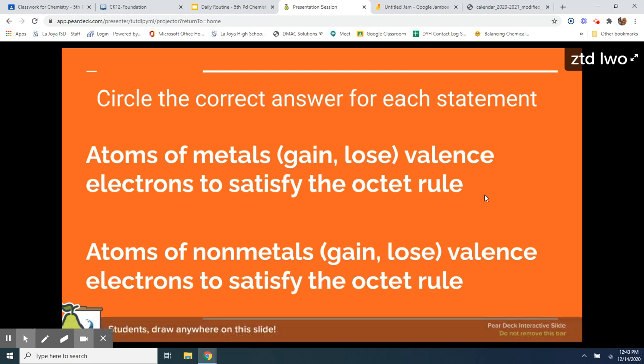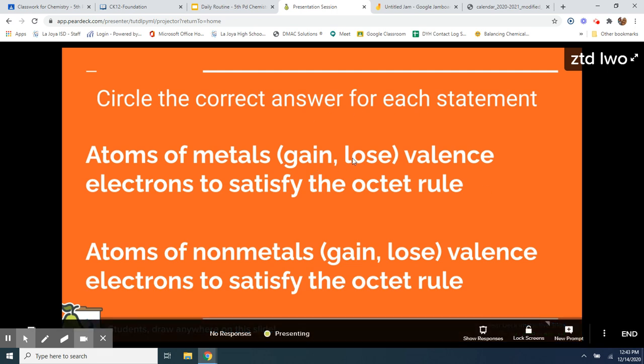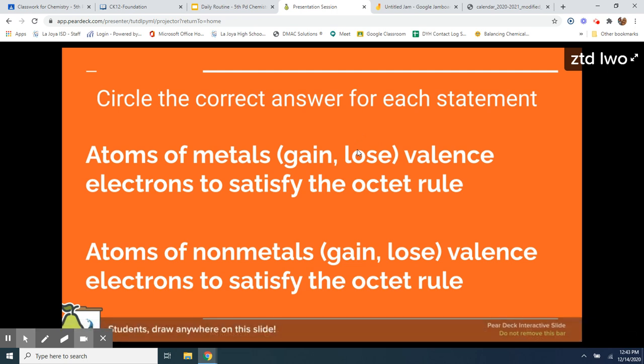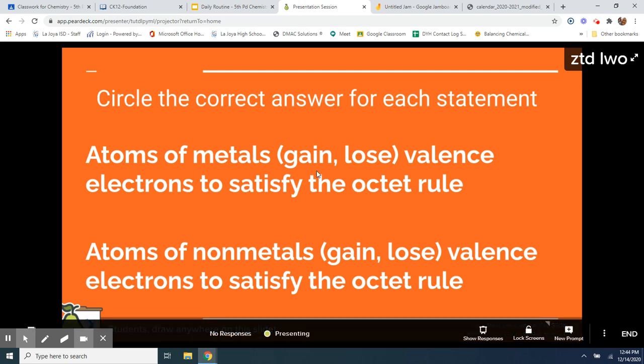So will you say atoms of metal gain, or will you say atoms of metal lose? Pick one. You cannot pick both. You need to pick one. Either circle gain or circle lose. What do you think, guys? What do you remember from the last slide that we said? What happens to metals? The left side of the periodic table versus the right side, where you have metals, nonmetals, sorry.